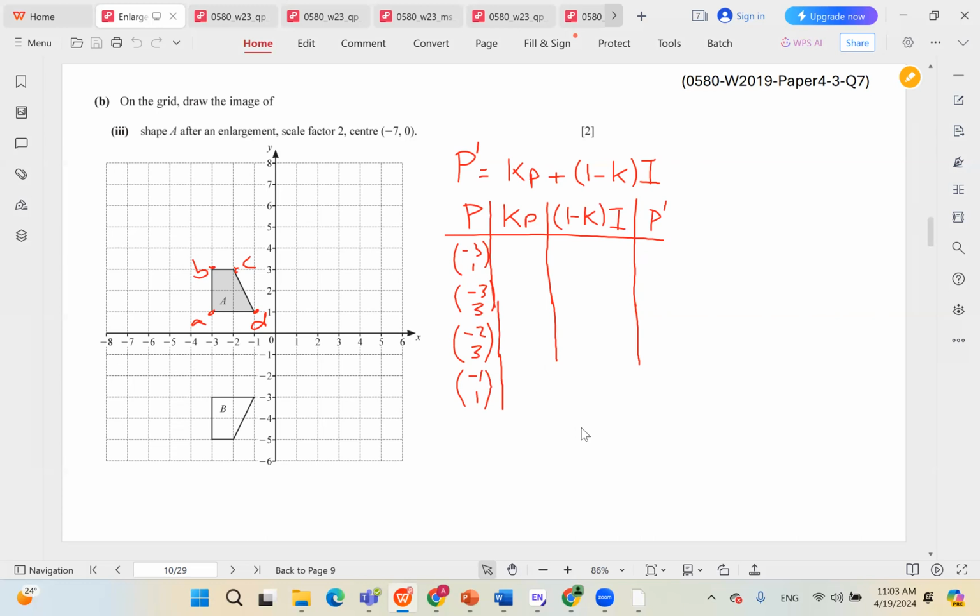So to get KP, first we understand, of course, that K here is 2, and that this bracket is equal to 1 minus 2, which is negative 1, and that the I here would be negative 7 and 0. I like to fill in the third column first because it's just a constant. So negative 1 times this vector gives us 7 and 0. And like we said before, this is going to be the same entry everywhere. So I'm just going to write it here 4 times.